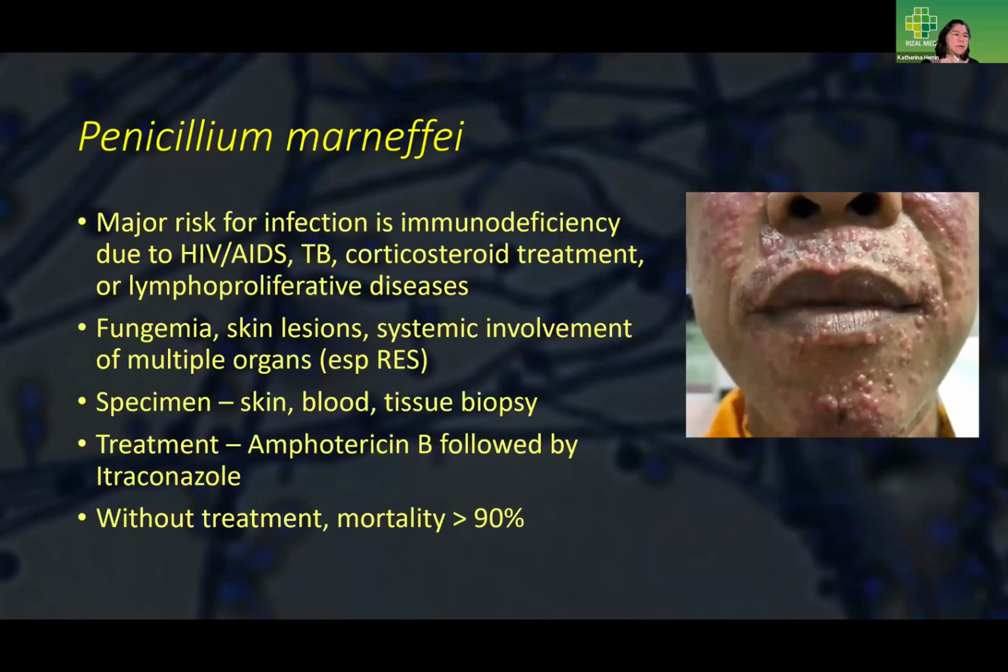The major risk for infection is immunodeficiency due to HIV/AIDS, TB, corticosteroid treatment, or lymphoproliferative disease. Clinical manifestations include fungemia, skin lesions, and systemic involvement of multiple organs. Treatment is with a defined course of amphotericin B followed by itraconazole.